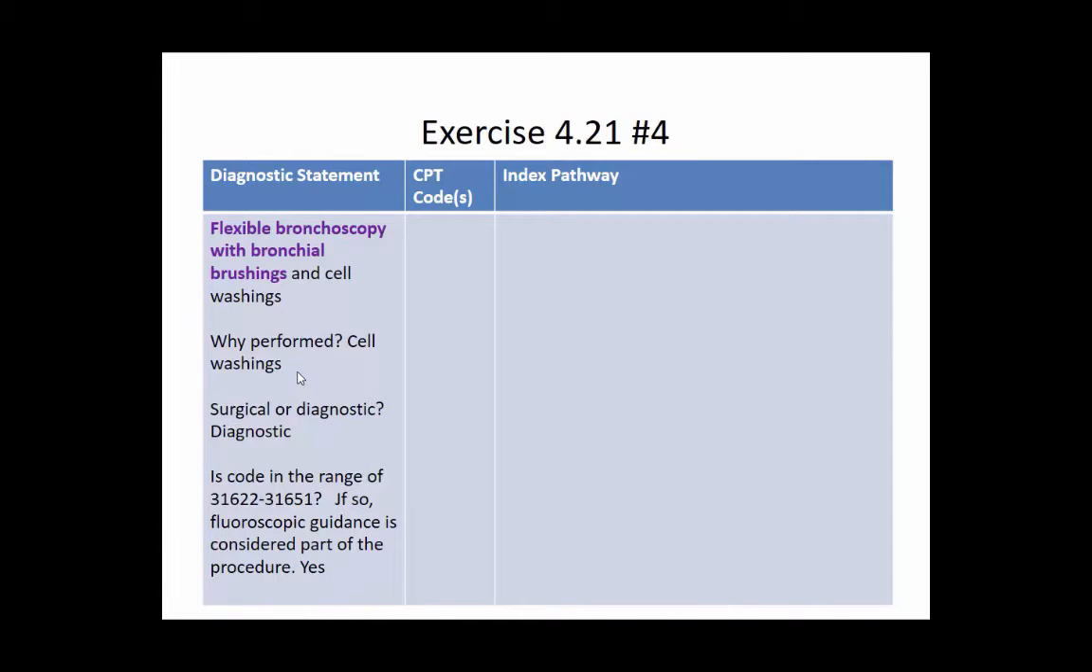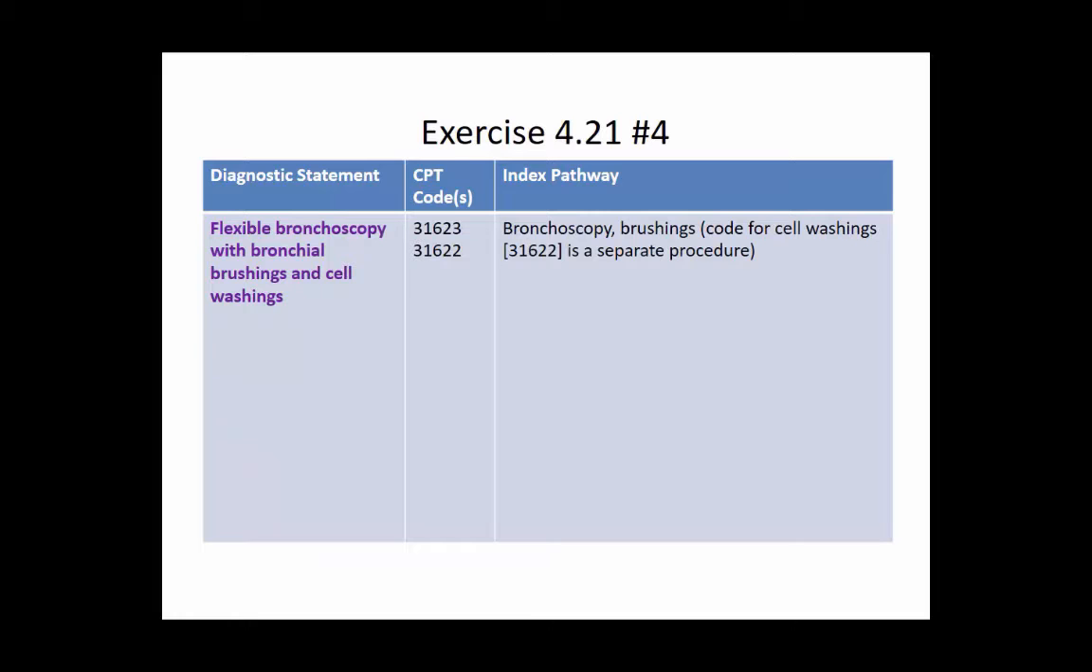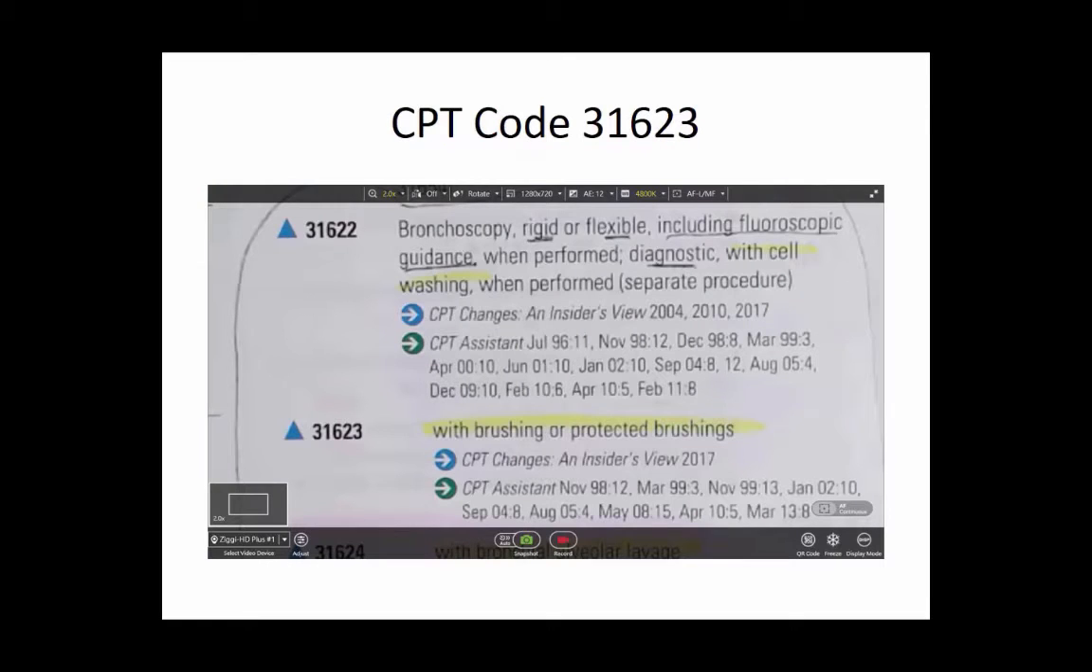Exercise 421 number 4 is a flexible bronchoscopy with bronchial brushings and cell washings. Why is it performed for cell washings? Surgical or diagnostic? Diagnostic. And is fluoroscopic guidance included? Yes. And here are your codes. You notice that bronchoscopy and brushings are separate from the code for cell washings. And here's those two codes. 31622 are your cell washings, and 623 are your brushings. I should have put both of those in the title there.